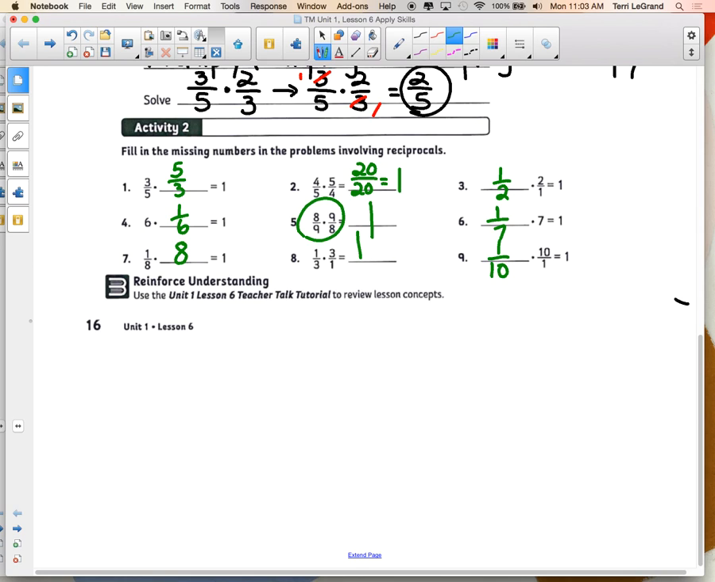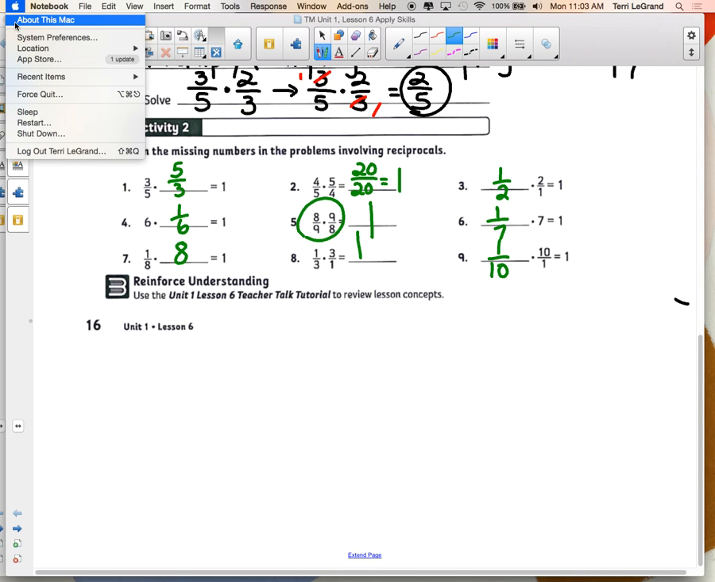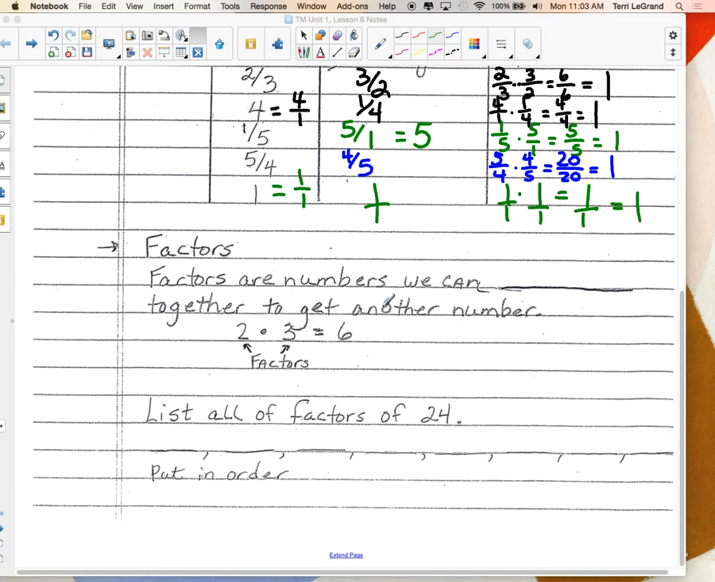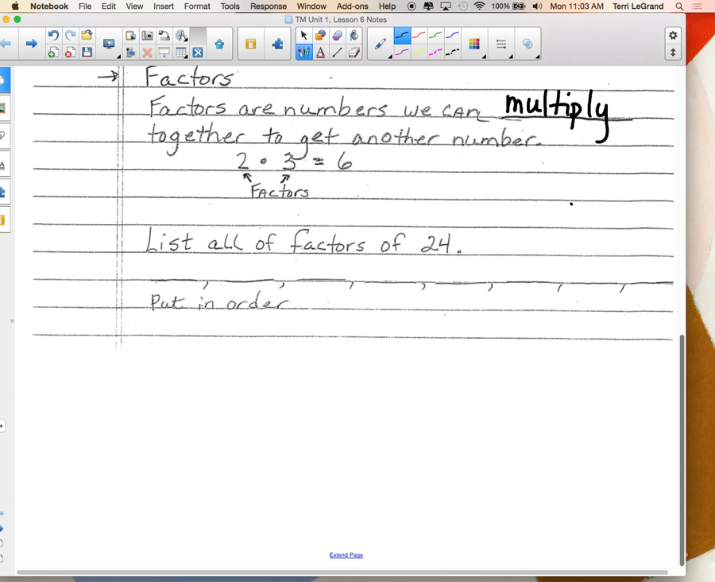Okay, then let's go back to the bottom of the notes that we were on before. Factors are numbers we can multiply together. Factors are parts of multiplication problems. Factors are numbers we can multiply together to get another number. So, in my example there, 2 times 3 equals 6. The 2 and the 3 are considered factors.